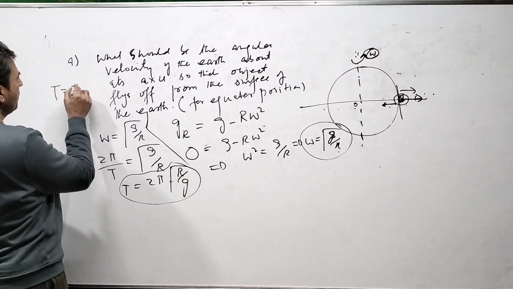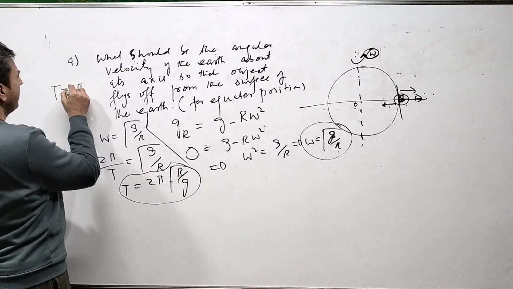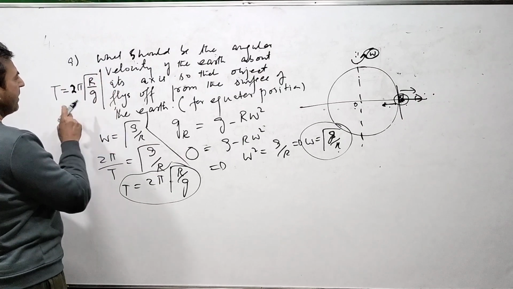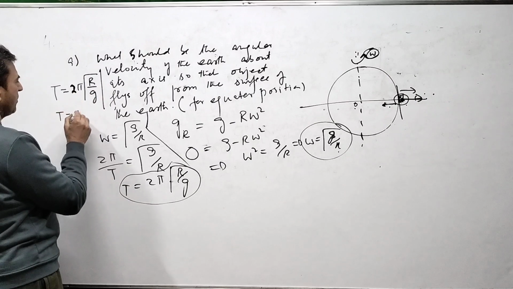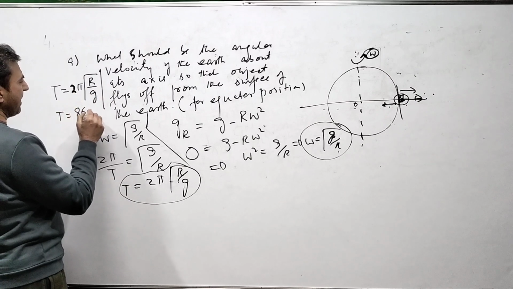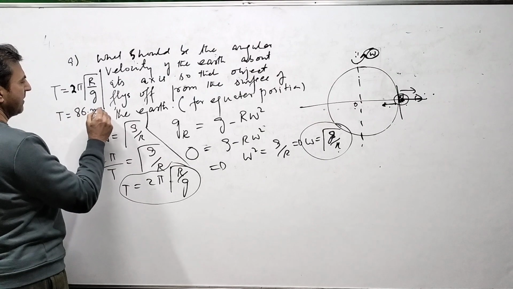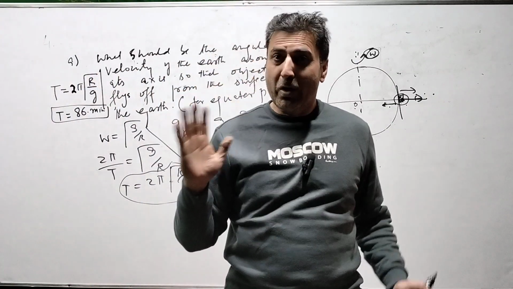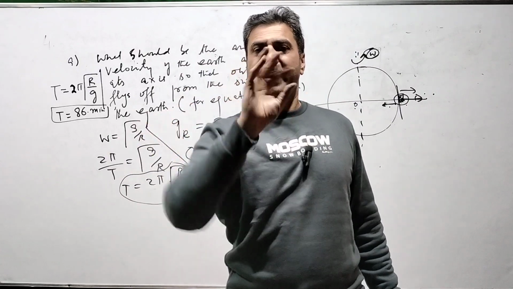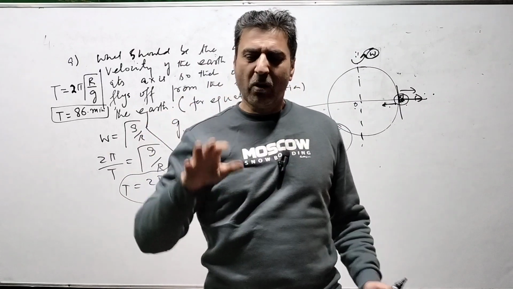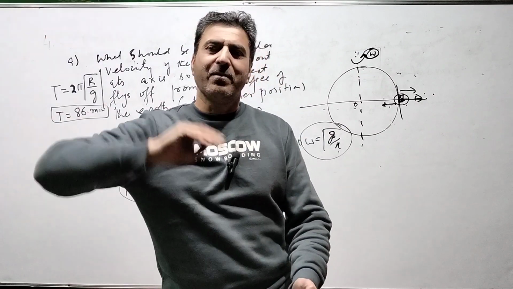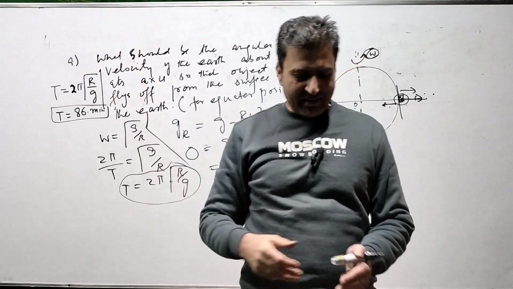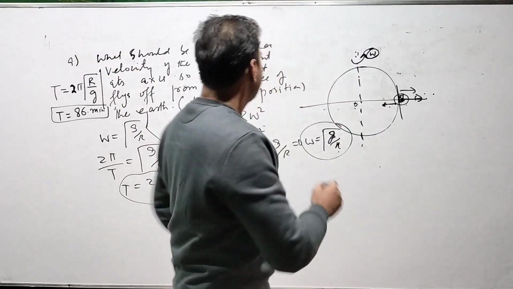T equal to 2 pi root of R by g. If you substitute the values, you will get T equal to approximately 86 minutes. That means if the time period of the earth about its own axis were not 24 hours but only 86 minutes, it would move very fast. The objects on the earth will start floating, they will start moving away from the earth, moving above the earth into space. Right?